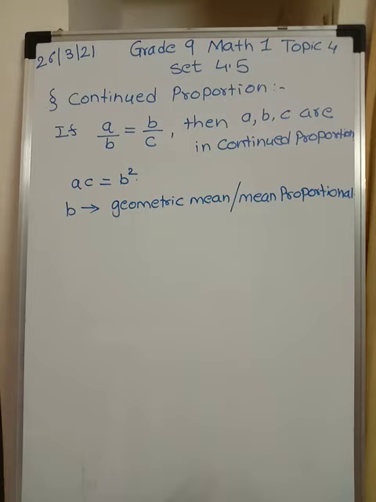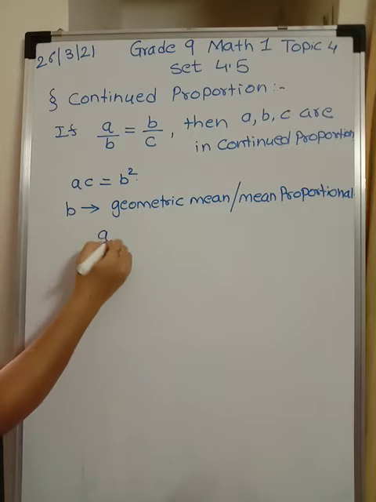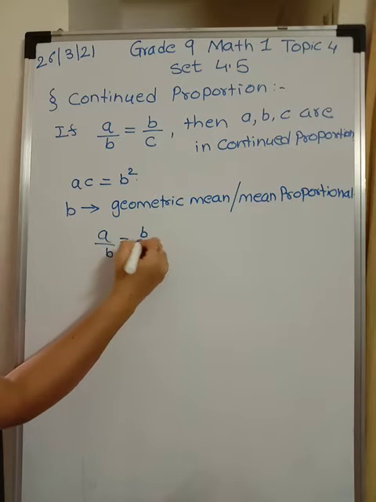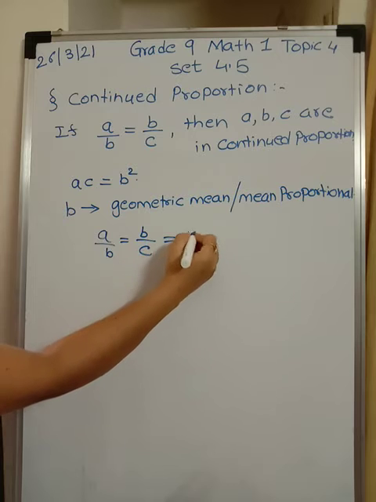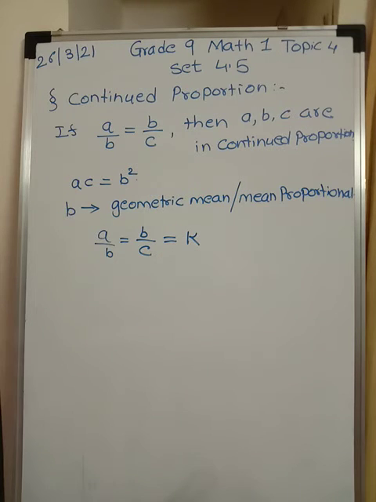Now, if there are problems involving continued proportion, generally we equate this ratio equal to K. That means A upon B is equal to B upon C is equated as K, and then it is very easy to solve the problems involving continued proportion. Therefore, this type of method is also called the K method of solving problems. So, let's solve Set 4.5, which is based on continued proportion.